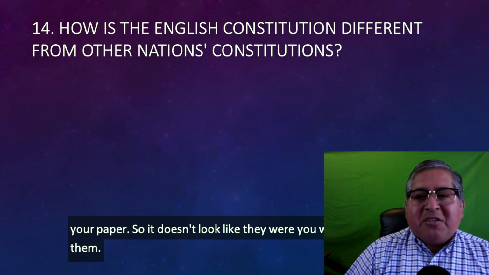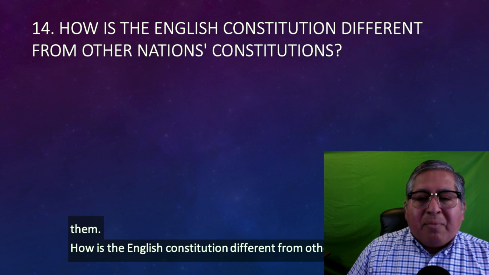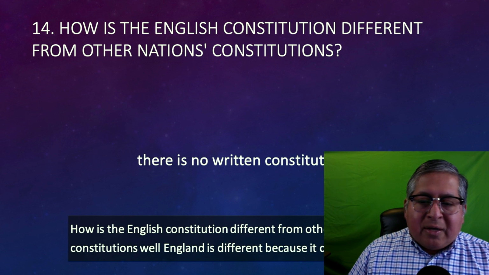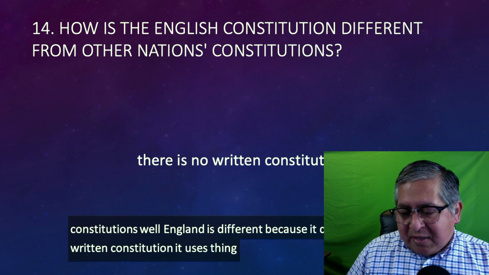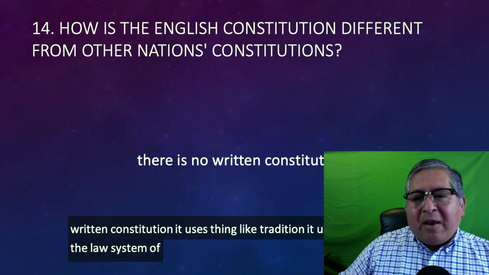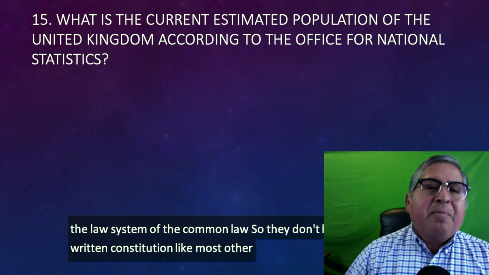How is the English Constitution different from other nations' constitutions? Well, England is different because it doesn't have a written constitution. It uses things like tradition. It uses things like the law system, the common law. So they don't have a real written constitution like most other major nations have.